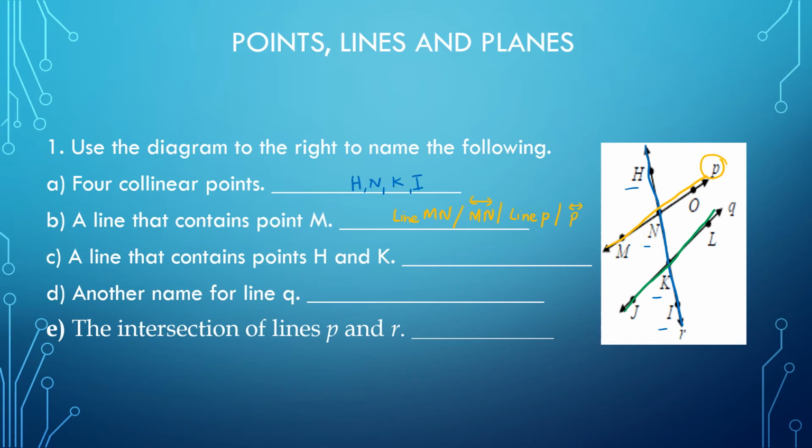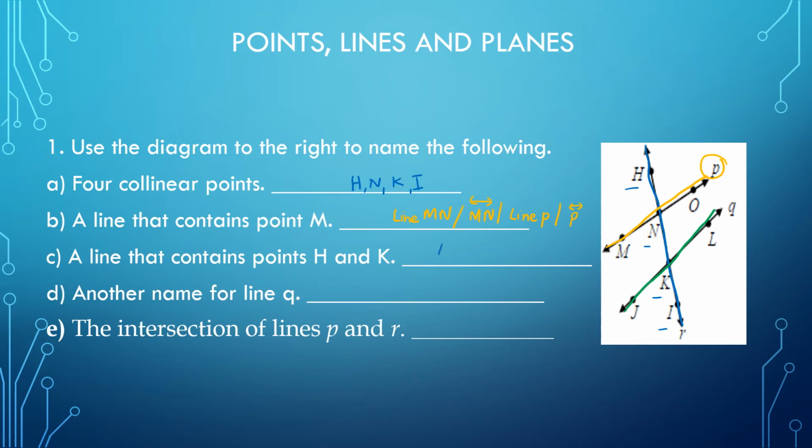Let's work on part C. Part C is asking you to figure out the name of the line that has point H and K. Point K is on two lines. Point K is on a green line, and point K is also on the blue line. Blue line is the only one that has point H, so you will have to name the blue line.